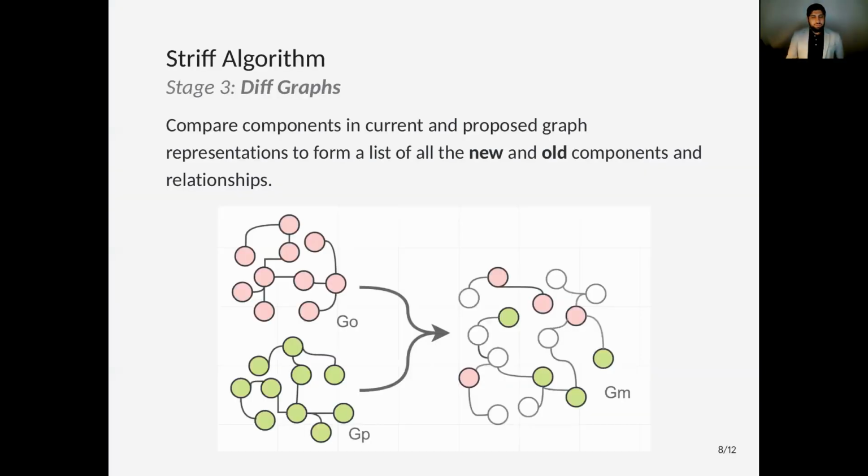Now that we have these two graphs, GO, the graph of the original code base, and GP, the graph of the proposed code base, we essentially diff them together and get a merged graph that represents both code bases merged together. There are now components in this graph that represent components that are exiting the system, and other components and relationships that represent components and relationships that are entering the system.